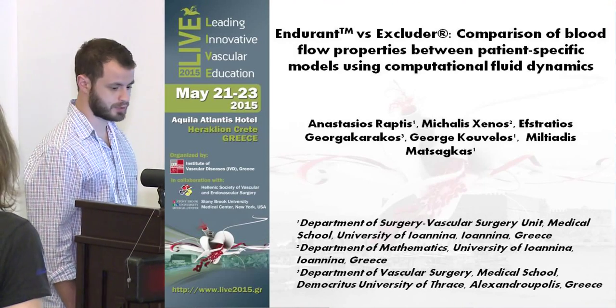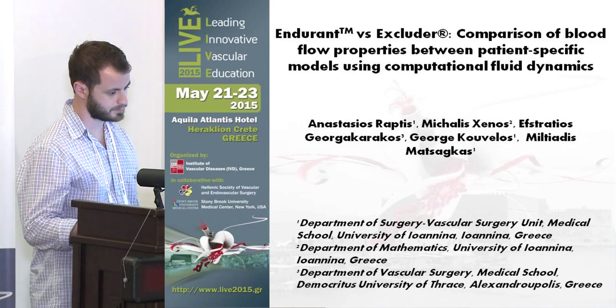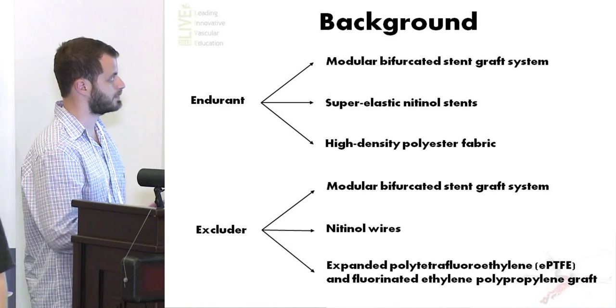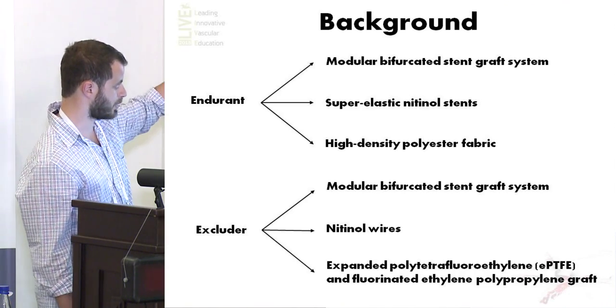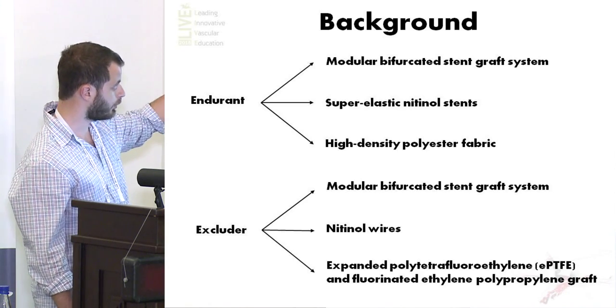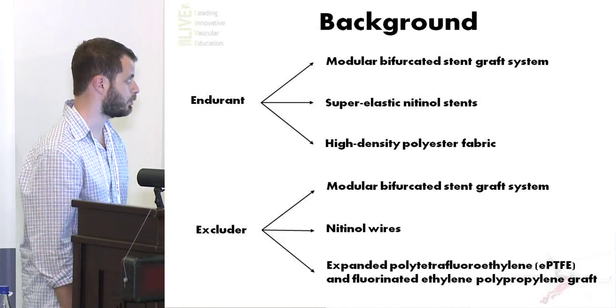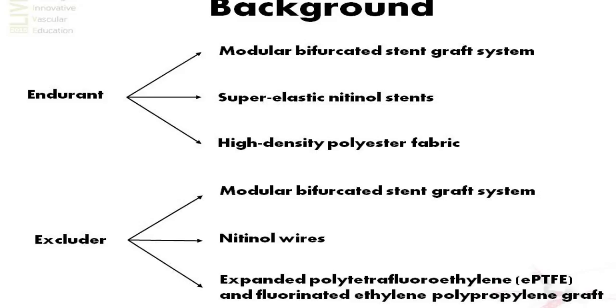which is essentially a comparison of blood flow properties using computational fluid dynamics. So we have two endografts, Endurance and Excluder, which have shared characteristics. They also have some differences. You know them better than me, but I think we can mark some. They are both modular bifurcated stent graft systems with nylon stents and wires, but Endurance is made from high density polyester fabric and Excluder from expanded PTFE.